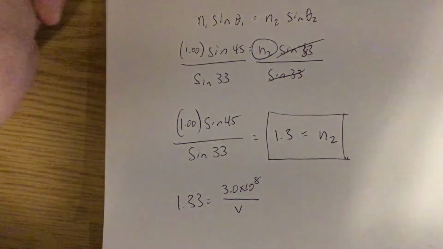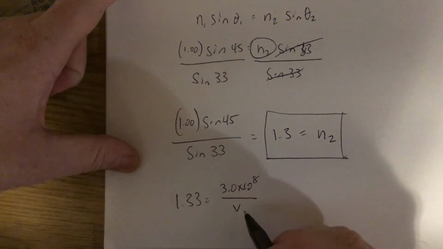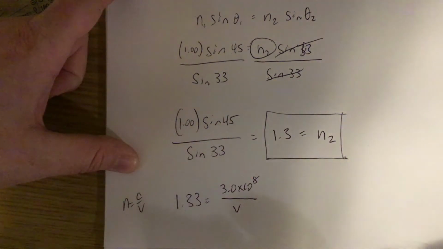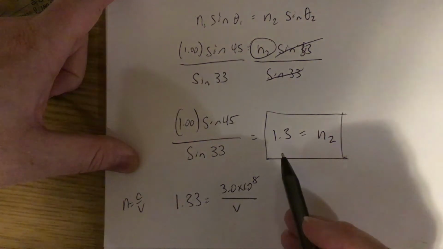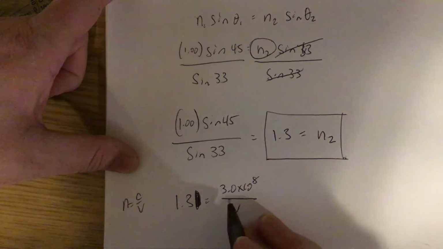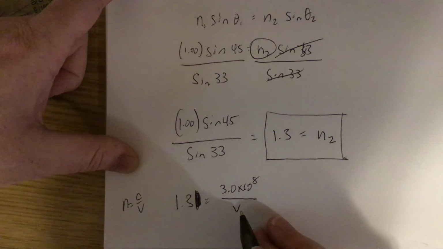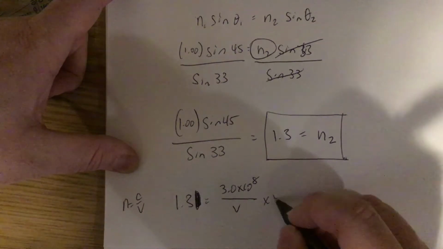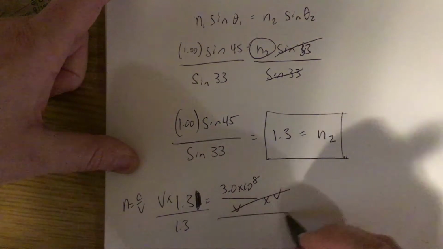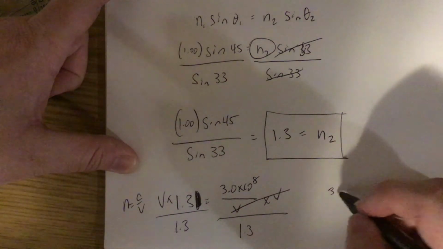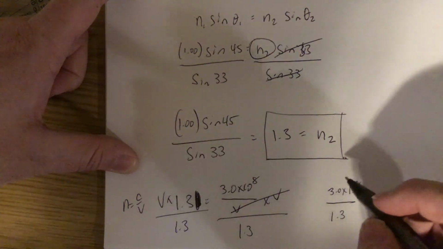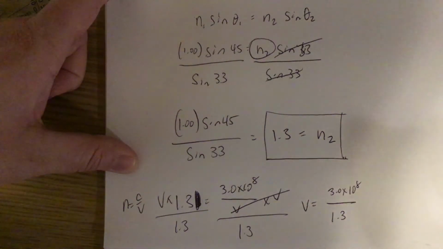Let's say you also wanted to know how fast the light was traveling in the block. And so because you know that n equals c over v, you could say that n of the block, so 1.3, is equal to 3.0 times 10 to the 8th divided by v, and we need to solve for v. So I'll multiply both sides by v, and then I'll divide by 1.3. So I'll have 3.0 times 10 to the 8th divided by 1.3 will be equal to the speed of the light in the block.